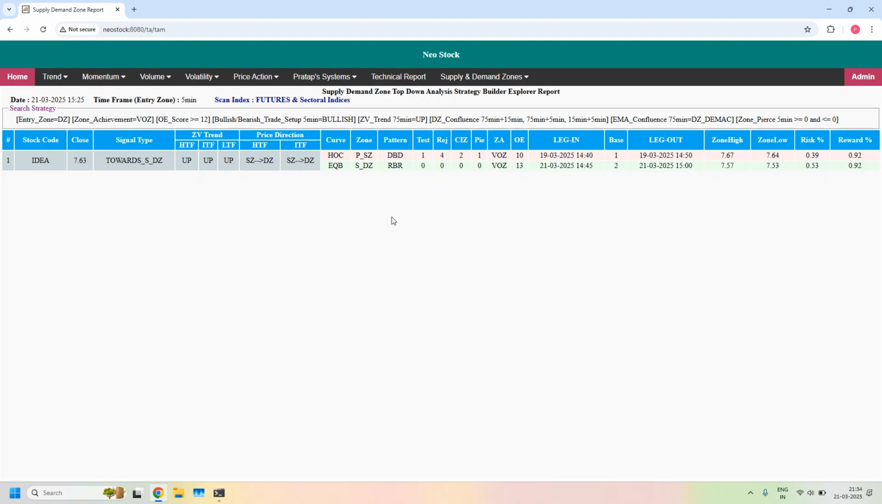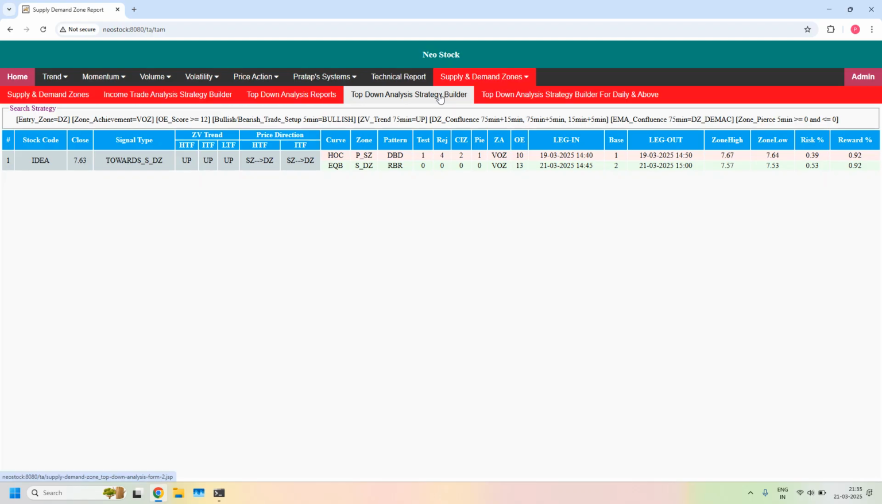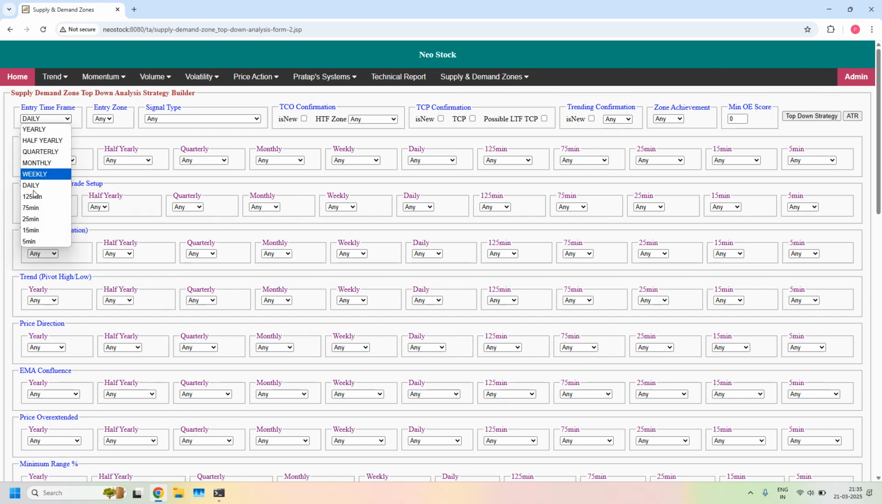Next, we will generate a bearish trade setup for hourly income trade reports. So entry time frame 5 minutes, but entry zone is supply zone. And also in bullish or bearish trade setup at 5 minutes, I am selecting bearish. And the zone achievement should be violated opposing zone. Minimum odd enhancer score should be 12.